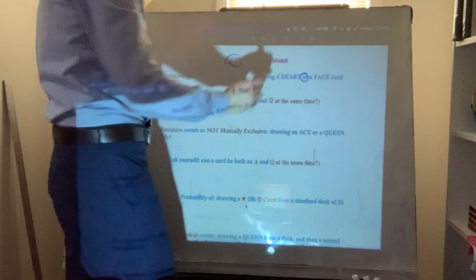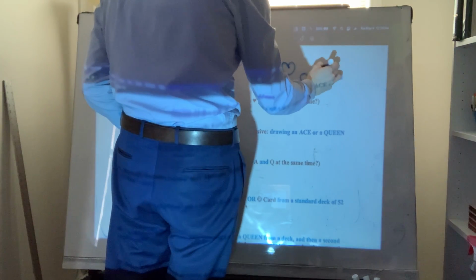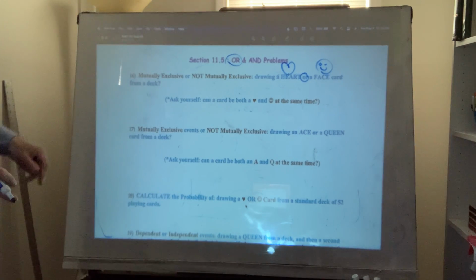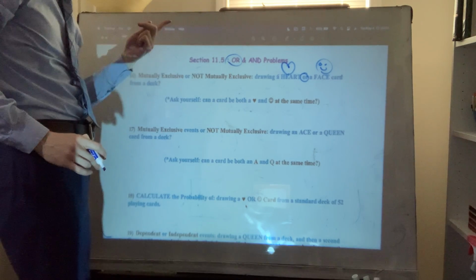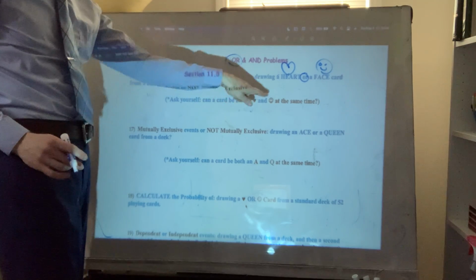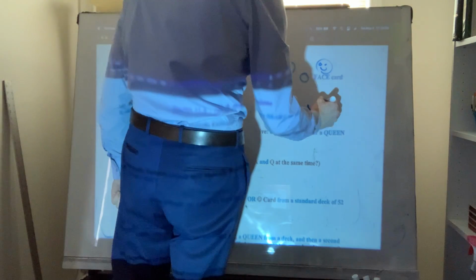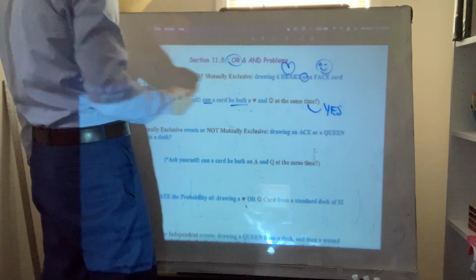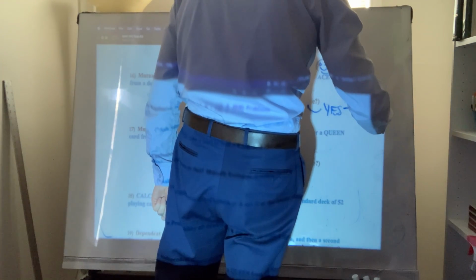Drawing a heart card or a face card, from a deck of 52, assume. In order to decide, you could phrase it to yourself this way: can a card be both a heart and a face at the same time? And the answer to that question is yes, they can be both. So, not mutually exclusive.